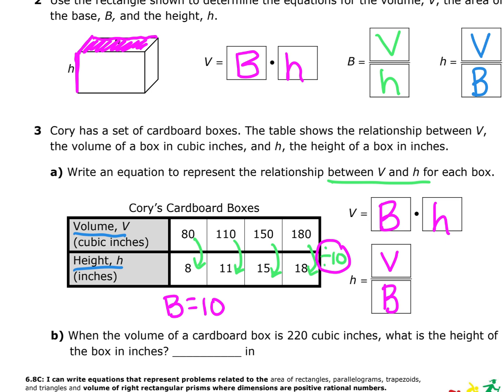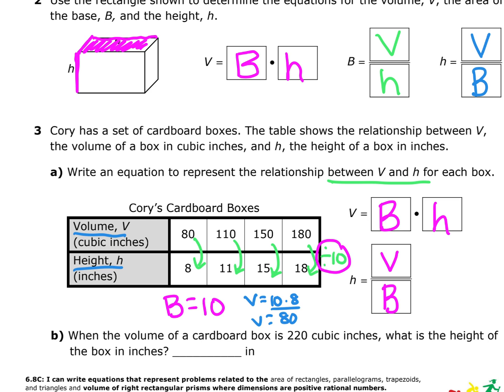Okay, how's a way that you can check that? You can check that by substituting it back in. Let's just use that first number. We have volume is equal to 10, which represents the base, times 8, and that will give you 80. So just substitute it back in. That's the way you can check it.